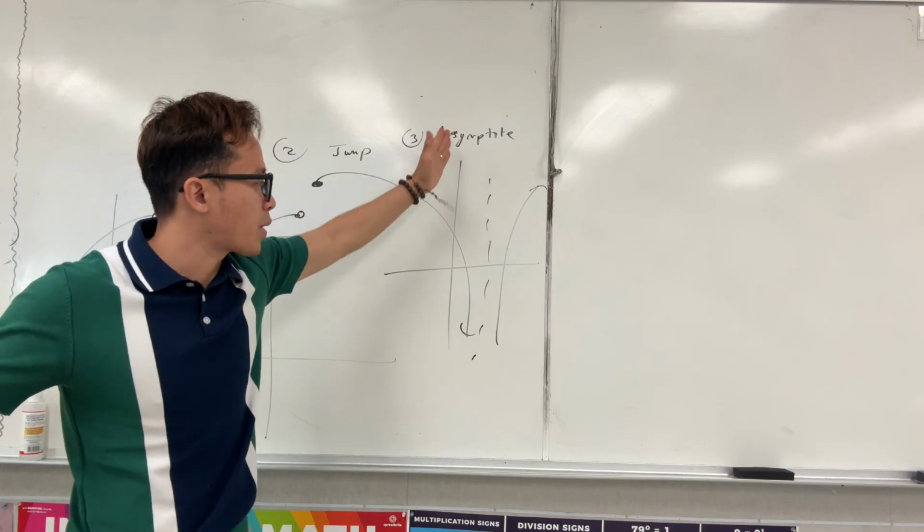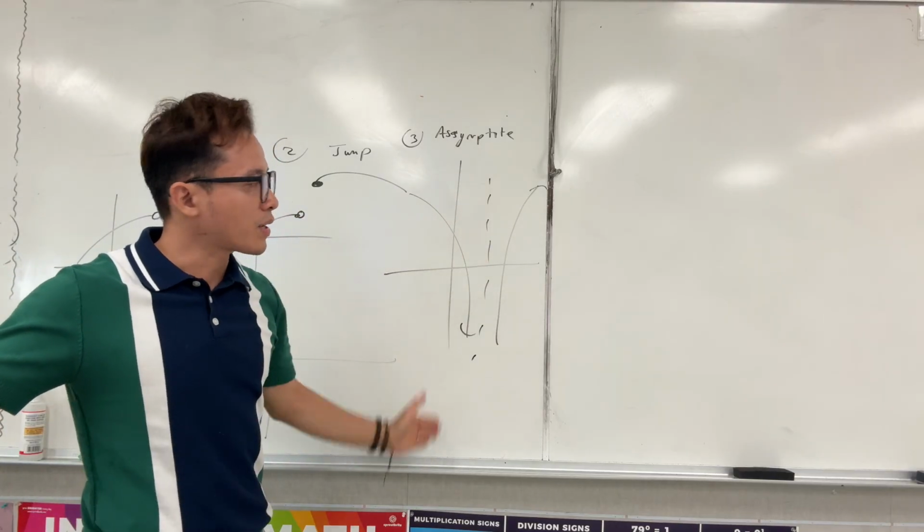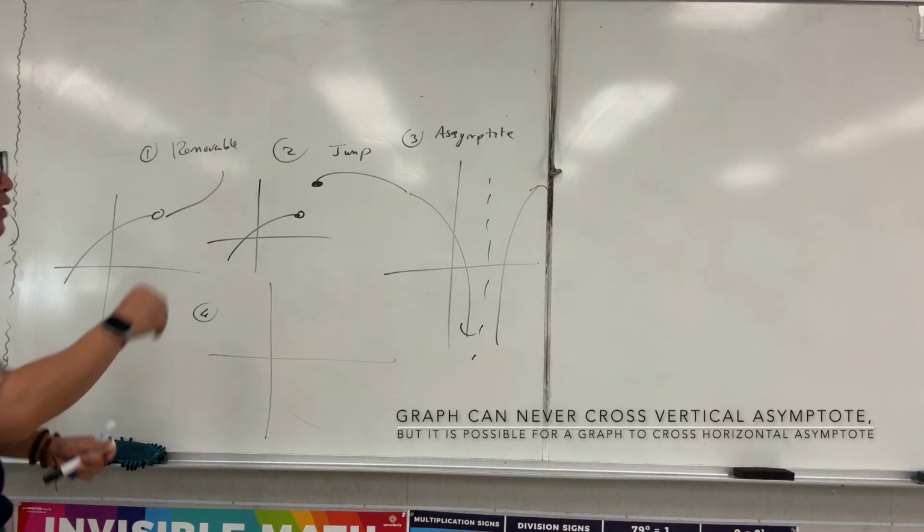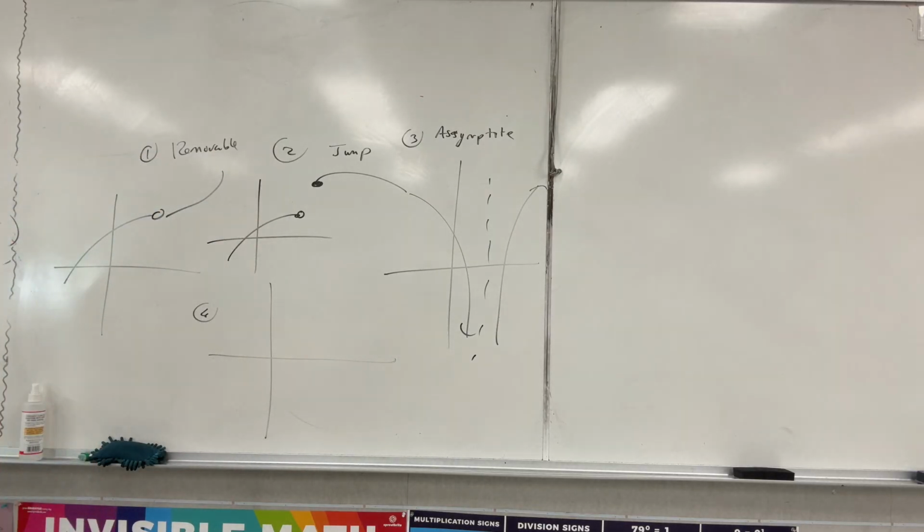Then asymptote is when there's an asymptote that they never cross. This is also discontinuity. Remember, a continuous function is when you can draw without lifting the pen. So think about it this way. Let's do one more.